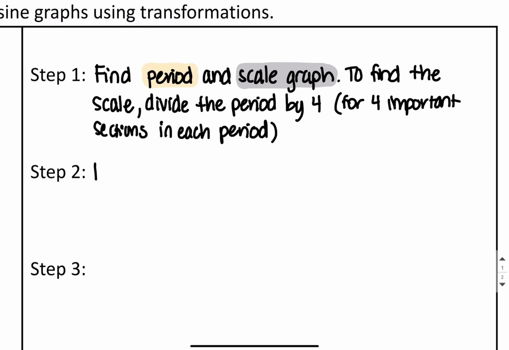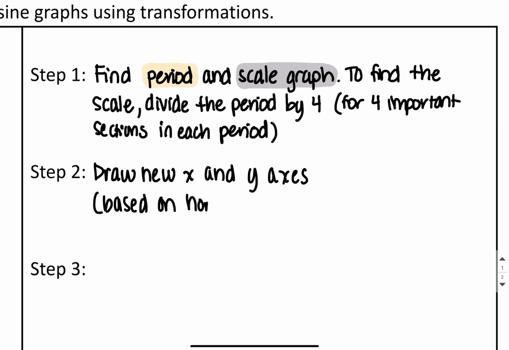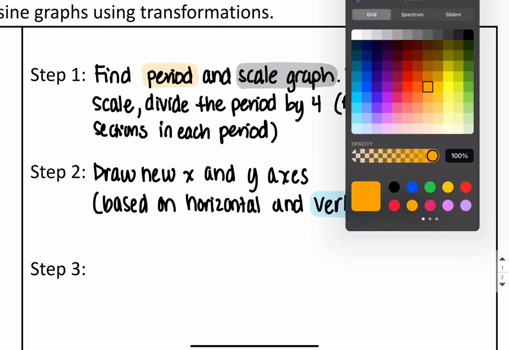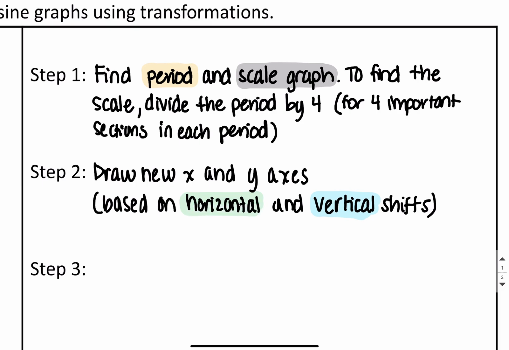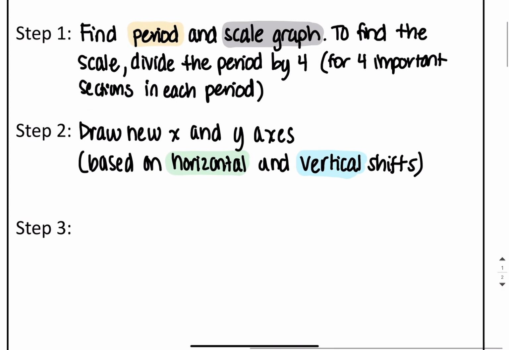The second step is to draw new x and y axes based on the horizontal and vertical shift. So the only things that are going to affect the new x and y axes are the horizontal and vertical shift. So the vertical shift and the horizontal shift.